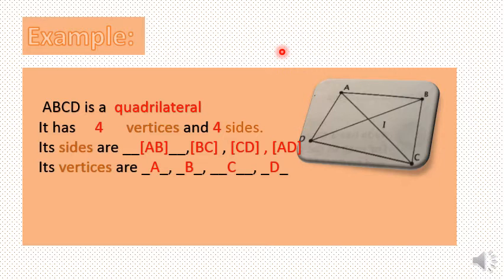The diagonals are AC and BD. And as you can see from the figure, AC and BD, the diagonals intersect each other. They meet at a point I. This is I, the point of intersection of the diagonals.